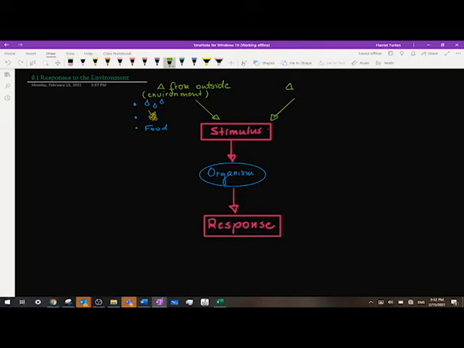And also the change can come from inside. For example, the blood sugar level for the organism, the internal temperature of an organism, as well as the osmolarity of the blood inside of the organism.